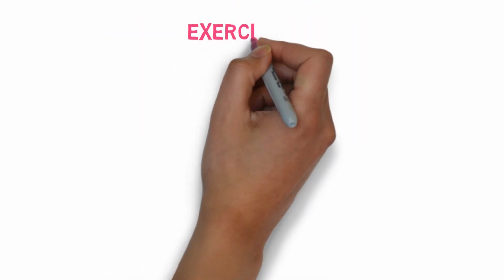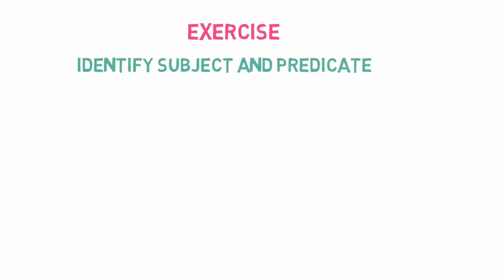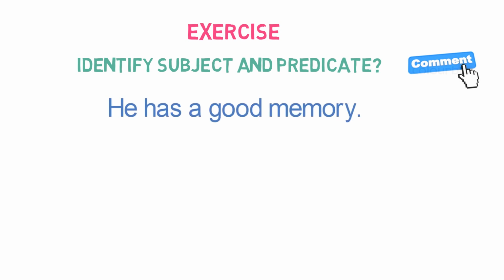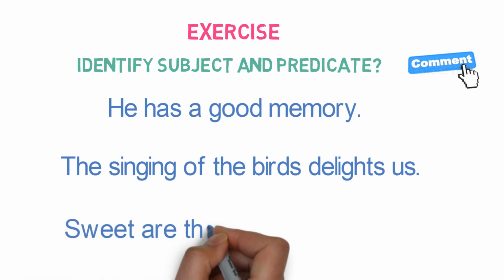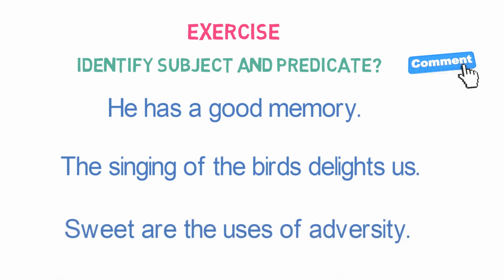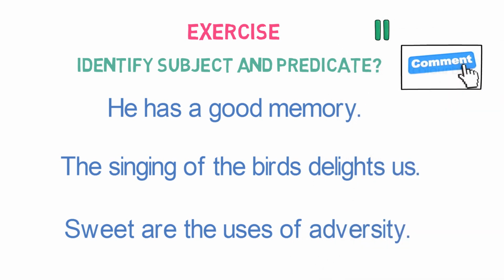Now, let me give you exercise to practice. Here, you need to identify the subject and predicate and message me in the comments. The sentences are: he has a good memory. The singing of the birds delights us. Sweet are the uses of adversity. Pause the video, solve the answer and message me in the comment section. I hope you would have commented the answer.